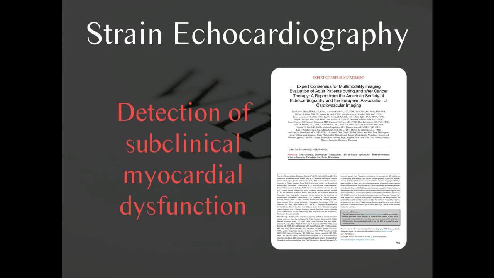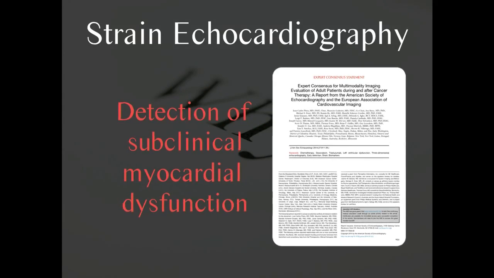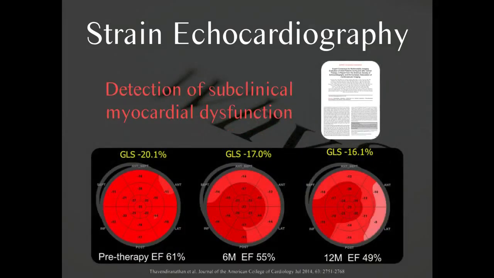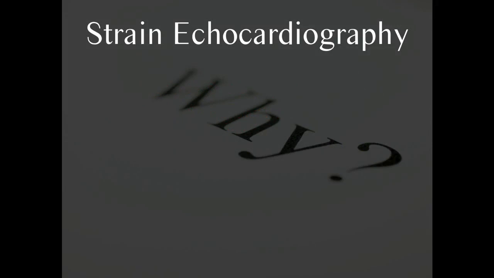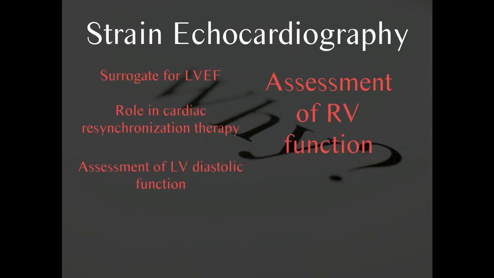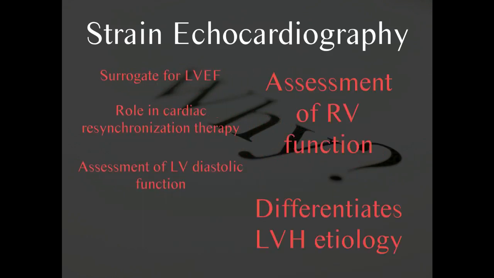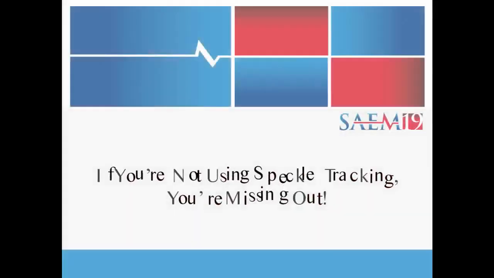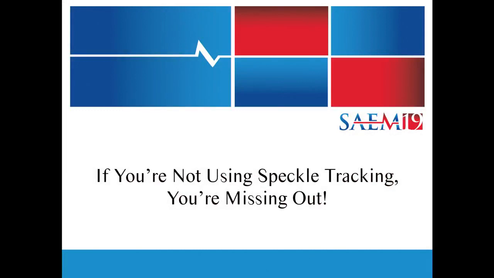Strain also helps with the detection of subclinical myocardial dysfunction, such as we see in patients undergoing cancer chemotherapy who experience cardiotoxicity. And beyond that, strain can act as a surrogate for EF. It plays a role in cardiac resynchronization. It tells us quite a bit about left ventricular diastolic function, as well as assessing right ventricular function. It helps us to differentiate LVH etiology. The possibilities really start to seem endless. And if I haven't convinced you already, then I'll simply leave you with this: if you're not using strain, you're missing out. And with that, we're going to move on to our live demonstration.